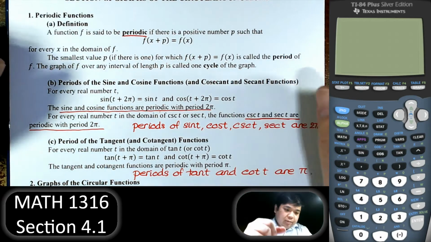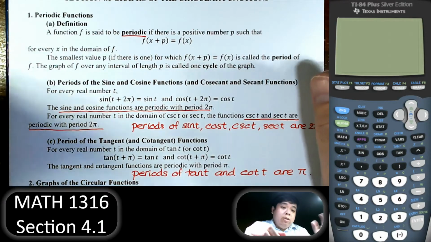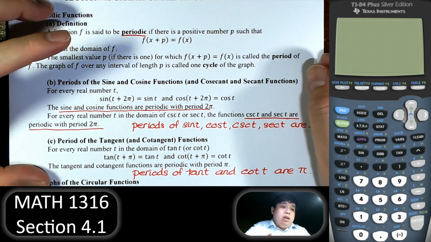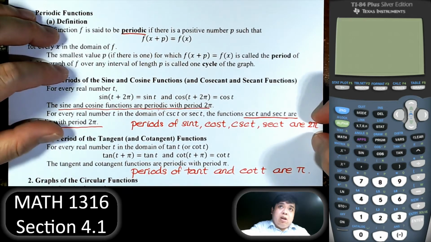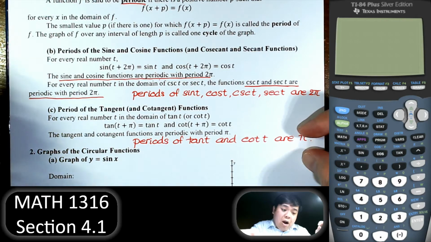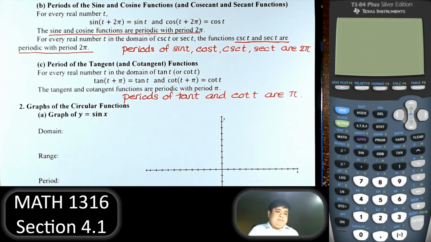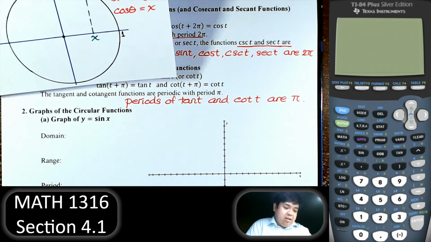Right. So all of the trig functions, all of the circular functions, have the property that all of them are periodic, and these functions have the period of 2 pi. These functions have the period of pi. Right. Now let's first look at the graph of y equals sine x.